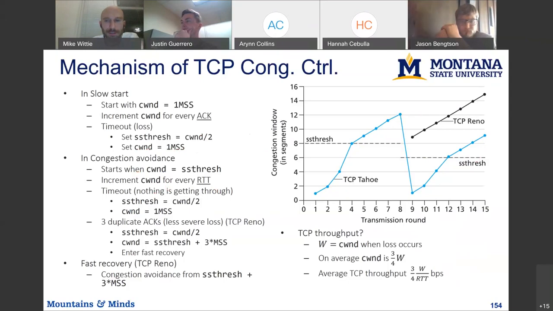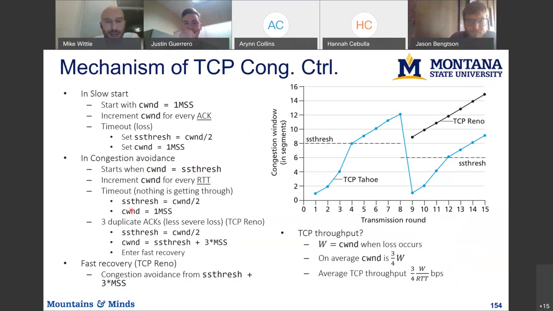If we are in congestion avoidance, there's some difference between TCP Tahoe and TCP Reno. We start congestion avoidance when congestion window equals slow start threshold. So we're increasing the sending rate, congestion window then reaches slow start threshold. And now we start to increase the congestion window by 1 every round trip time. So not every ACK that comes back, but 1 for every round trip time. And that means we're increasing it more slowly.